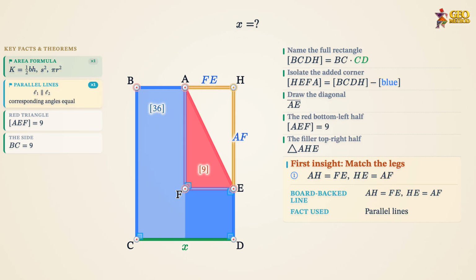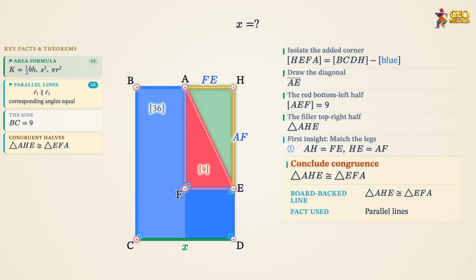Our first insight is this. In a rectangle, opposite sides are parallel and equal, so leg segment AH equals leg segment FE, and leg segment HE equals leg segment AF. The two triangles are built from the very same pair of side lengths. Two matching legs around equal right angles make triangle AHE congruent to the red triangle EFA. Congruent triangles have equal area, which is exactly what we need next.